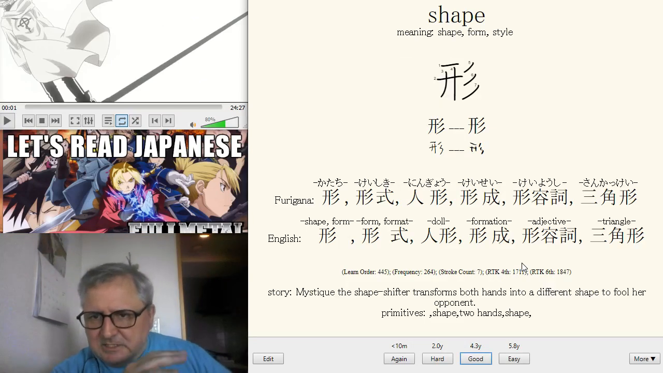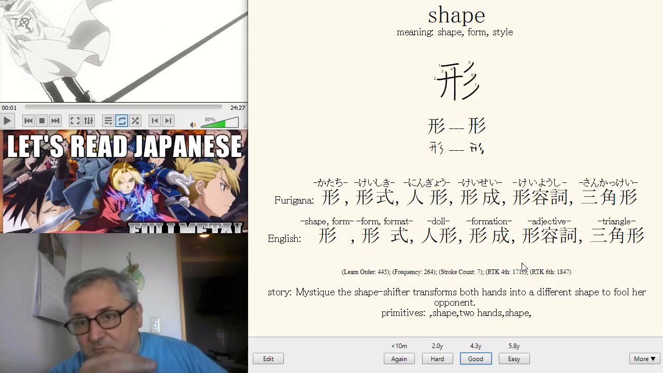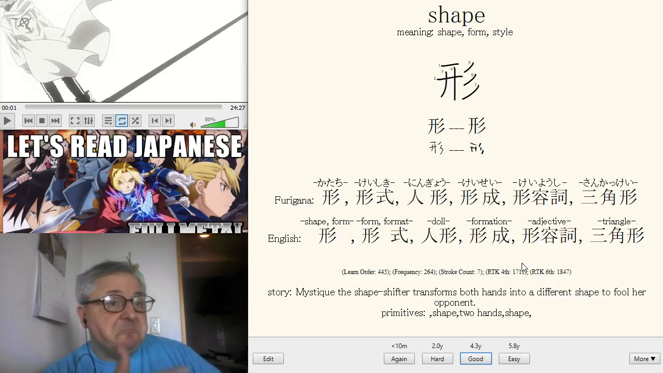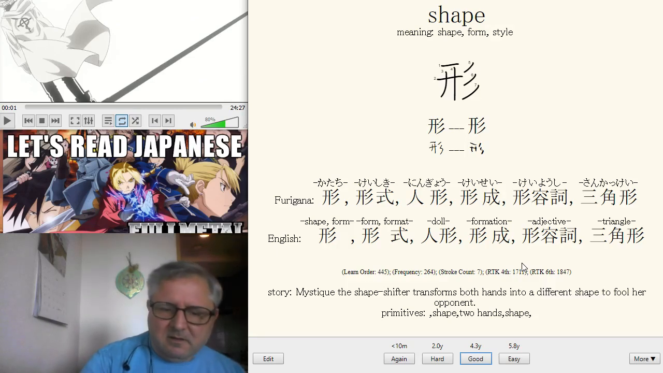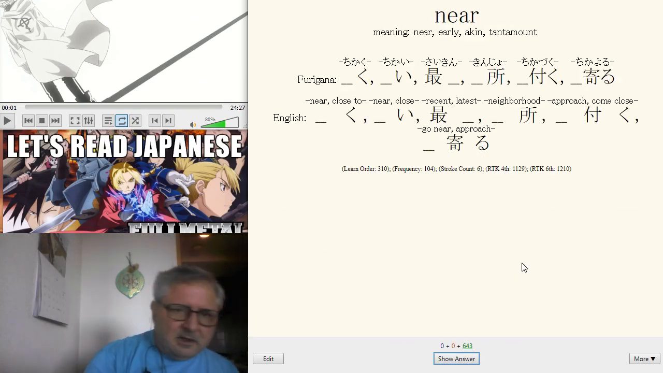So katachi, keishiki, okay. Ningyō, doll. Keisei, formation, okay. Keiyōshi, adjective, okay. Sankakkei, okay. No big deal.